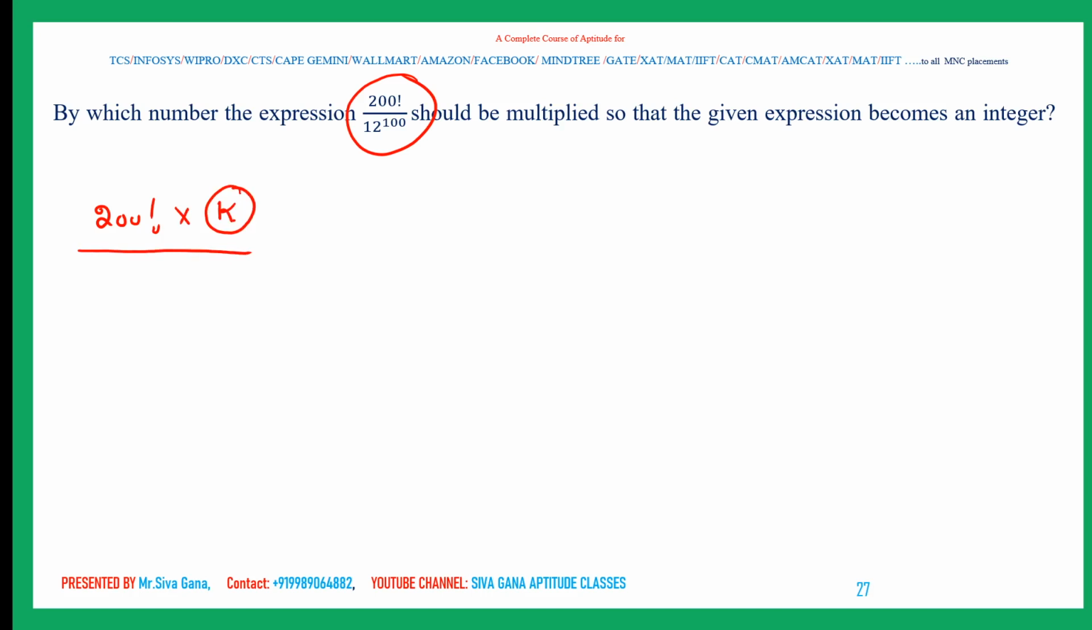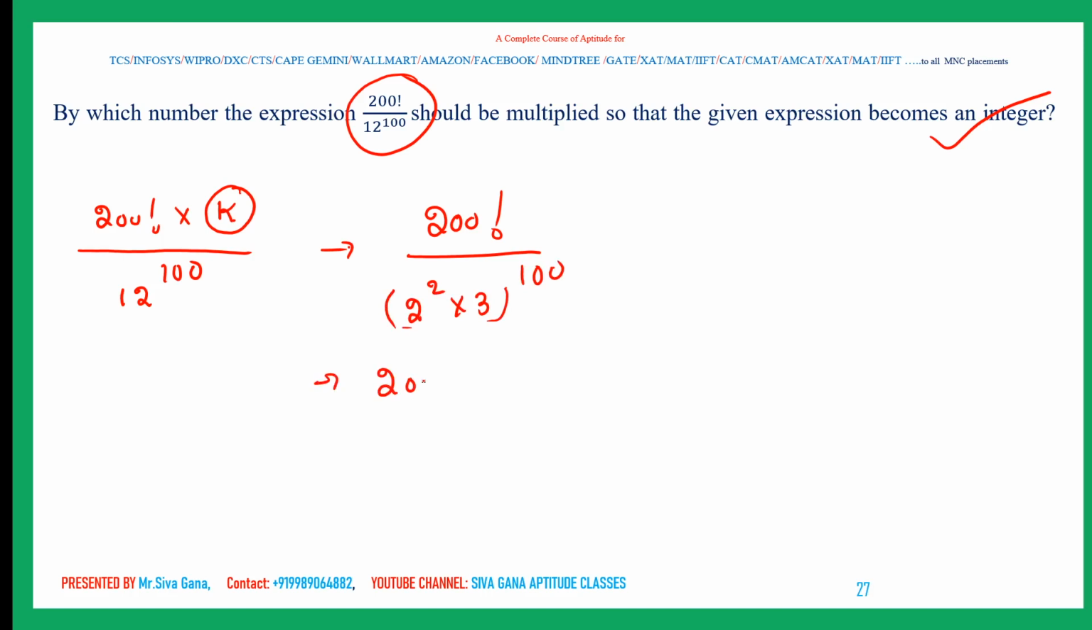That I am taking as k, so that 12 power 100 must be divisible. Then only we will get the integer. Okay, so this is 200 factorial. Now 12 power 100. 12 is nothing but 3 into 4. 12 power 100 is nothing but (3 into 4) power 100. 4 is nothing but 2 square. So this can be written as 2 power 200 into 3 power 100, which is nothing but 200 factorial divided by 2 power 200 into 3 power 100.